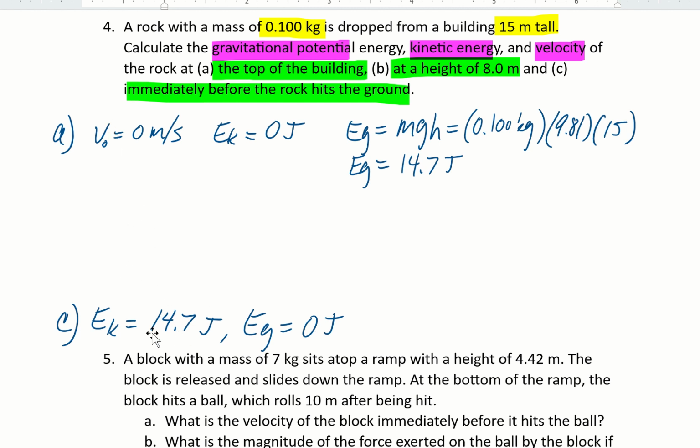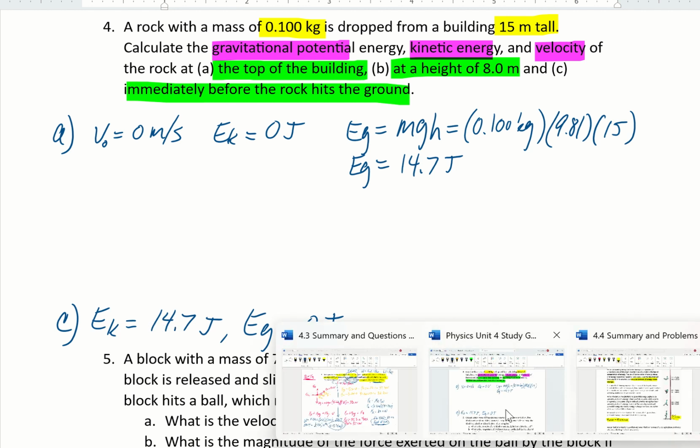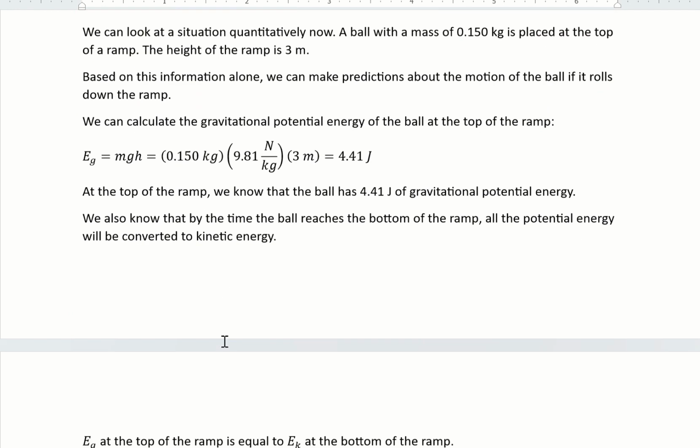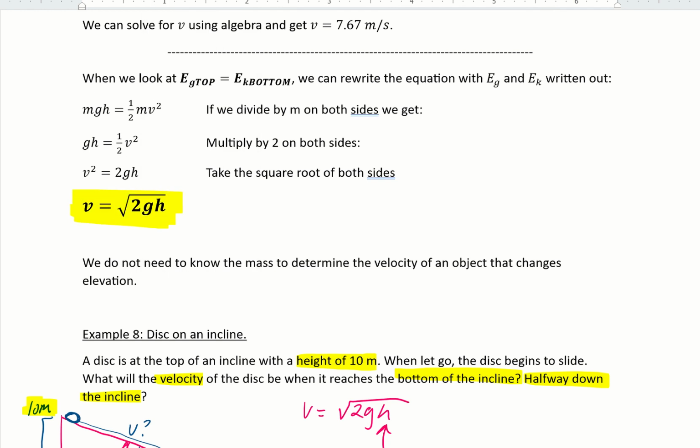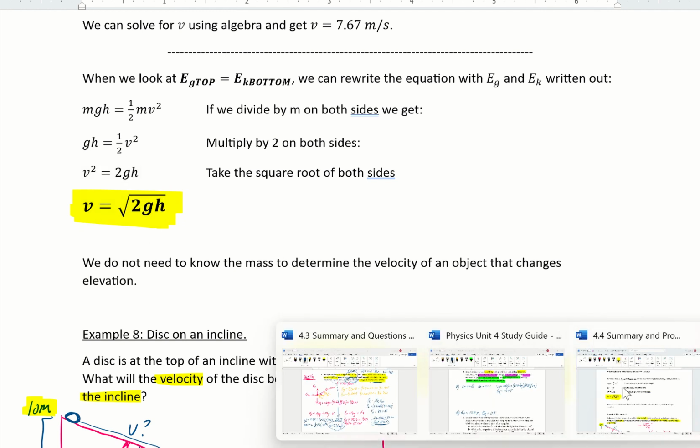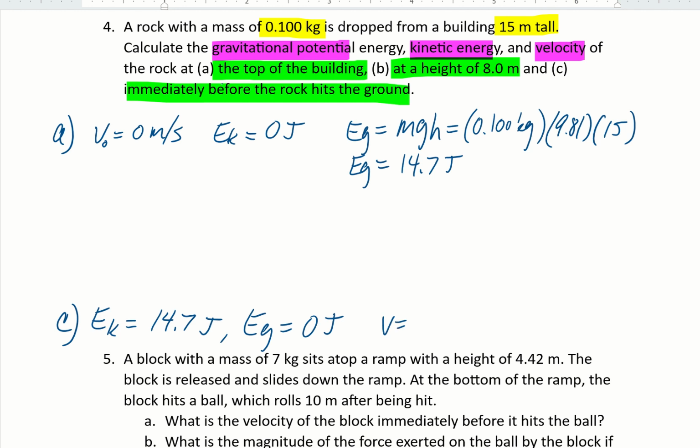Now my velocity, you can use 14.7 equals 1/2 mv squared. You can also use this formula that we derived from this idea, which is right here. And that's quicker, so that's what I'm going to use. So if you're falling from a height, velocity is the square root of 2gh. So velocity is the square root of 2g times the change in height, so 2g times 15. So 2 times 9.8 times 15, and then I take the square root of that, and I get my velocity is 17.2 meters per second.